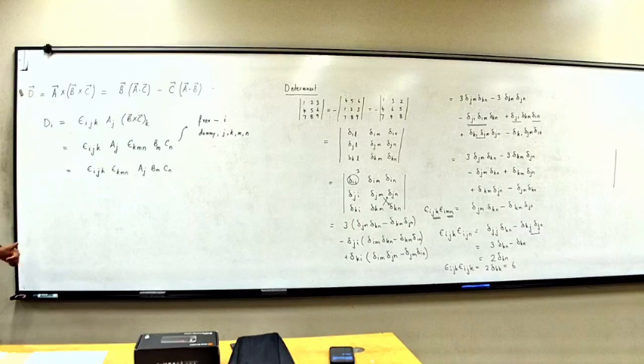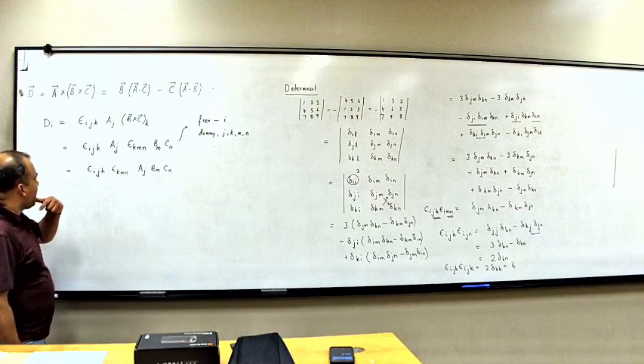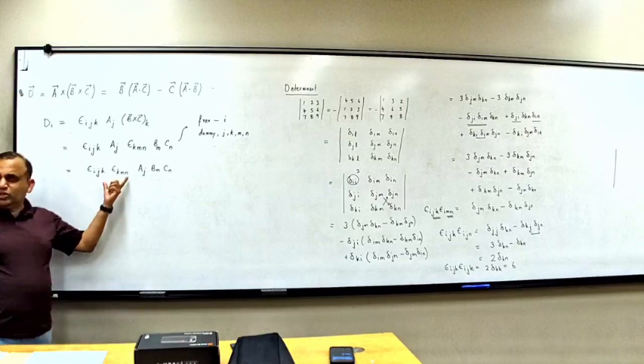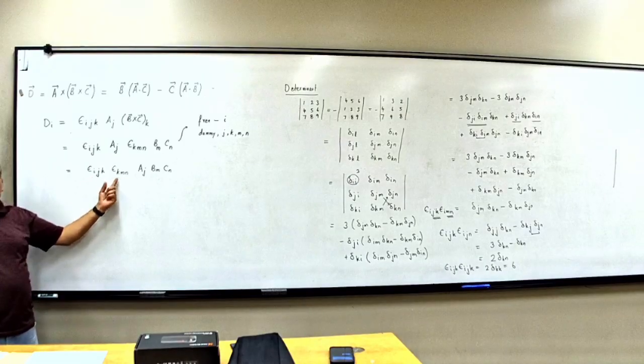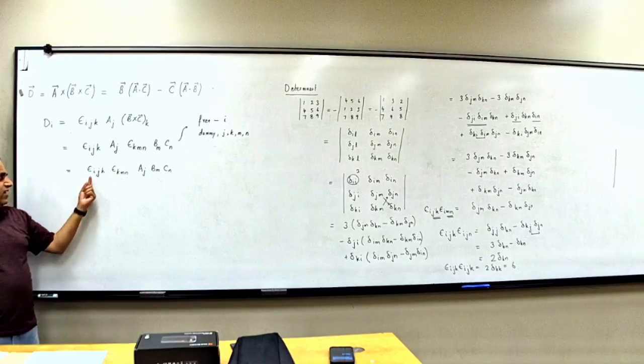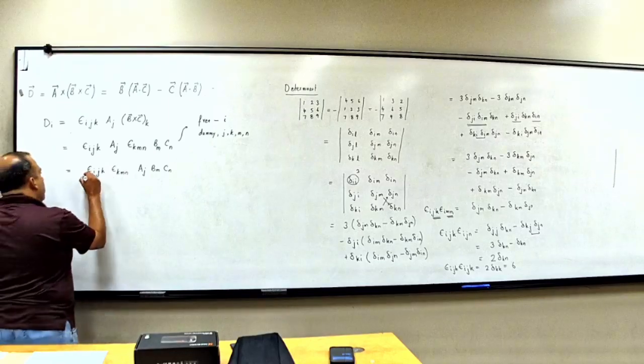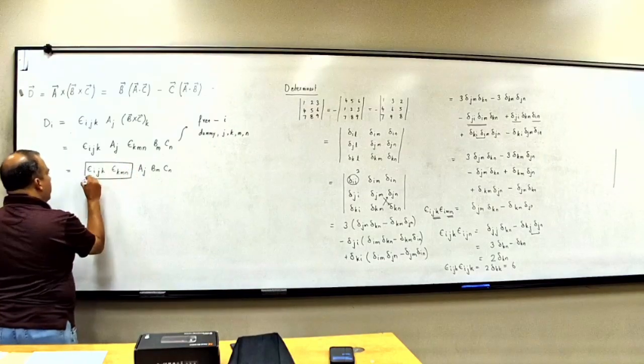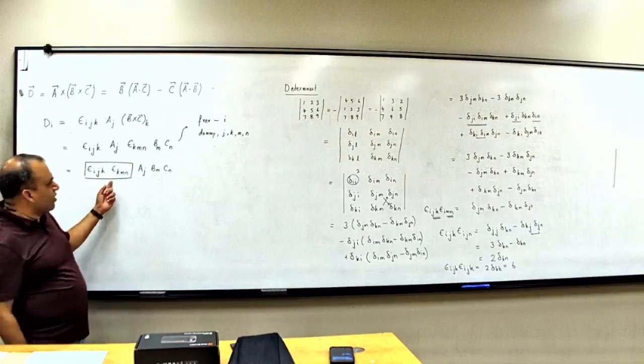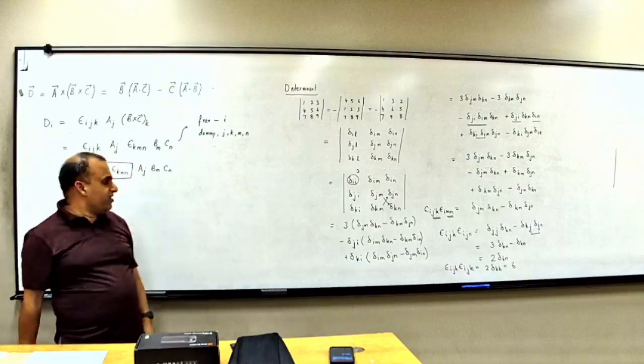Is that clear? Any confusions there? What is this equal to? Now there are 2 Levi-Civita symbols showing up. How many free indices are there? i, j, m, n in this quantity alone, right? Let's talk about this alone. And what will this be equal to? You look at one of the identities there.